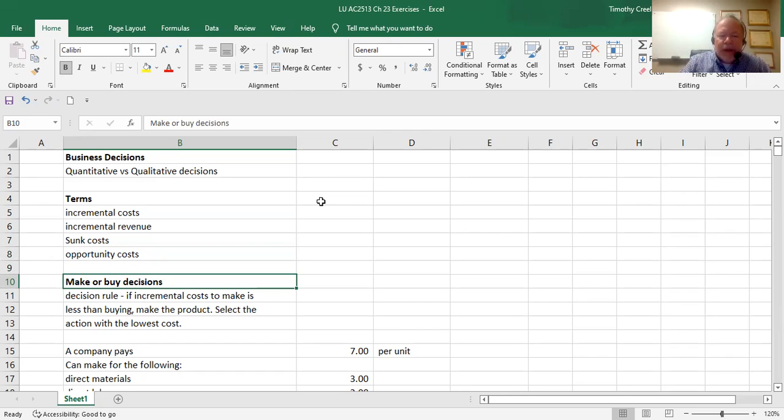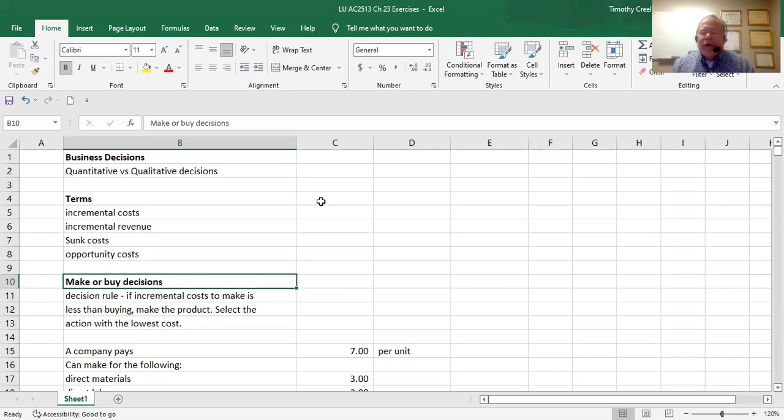Okay, so the first of the types of decisions that we're going to look at are make or buy decisions. There is a decision rule for each of these decisions we're going to look at. And that is: if incremental cost to make is less than buying, make the product. Select the action with the lowest cost.